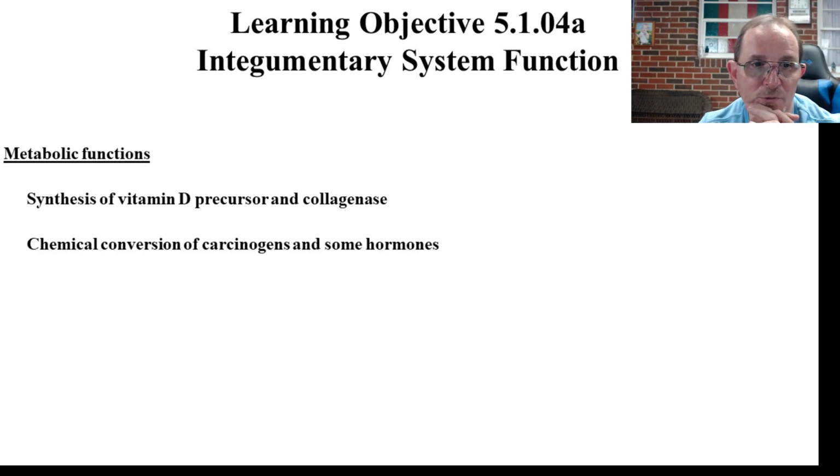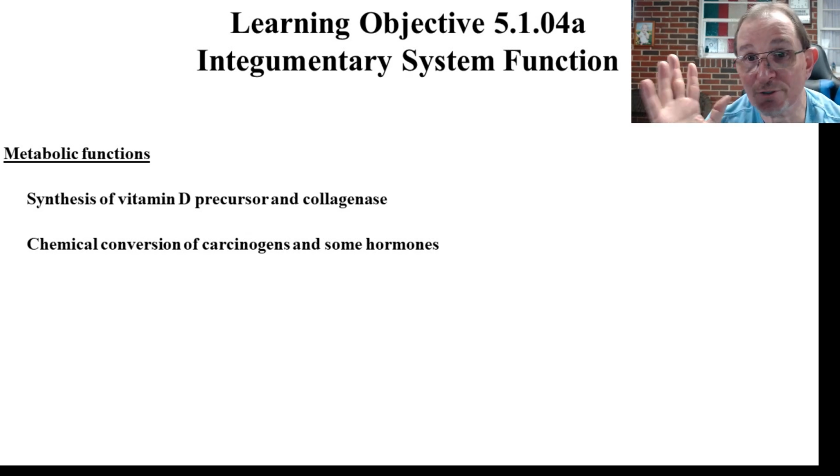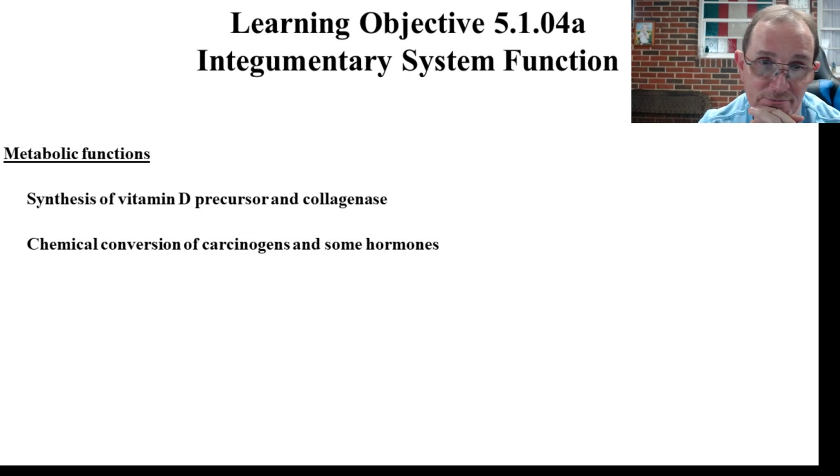What does the skin do for us metabolically? It makes vitamin D. It's going to make vitamin D, the precursor, the starting product, after 20 minutes of sunlight exposure. That's all it takes. It makes some collagenase too, an enzyme to break down collagen. Also, some of the skin can convert some of our carcinogens and hormones, rendering the carcinogens harmless and activating the hormones.